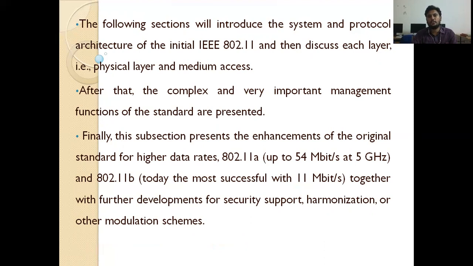Finally, this description presents the enhancements of the original standard for higher data rates, like 802.11a, up to 54 megabits per second at 5 gigahertz, and 802.11b, today the most successful, with 11 megabits per second, together with further development for security support as well as other modulation schemes. So 802.11a is up to 54 megabits at 5 gigahertz, and 802.11b is 11 megabits per second.